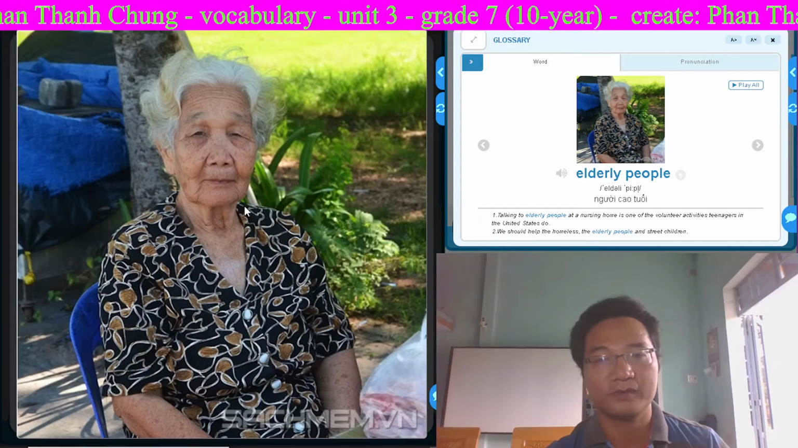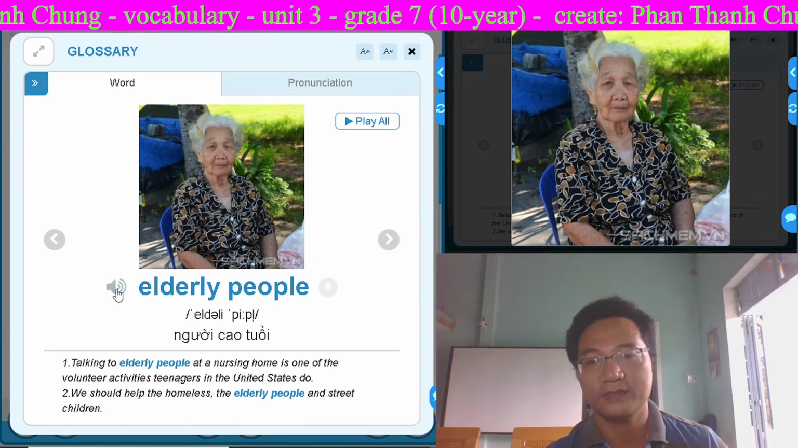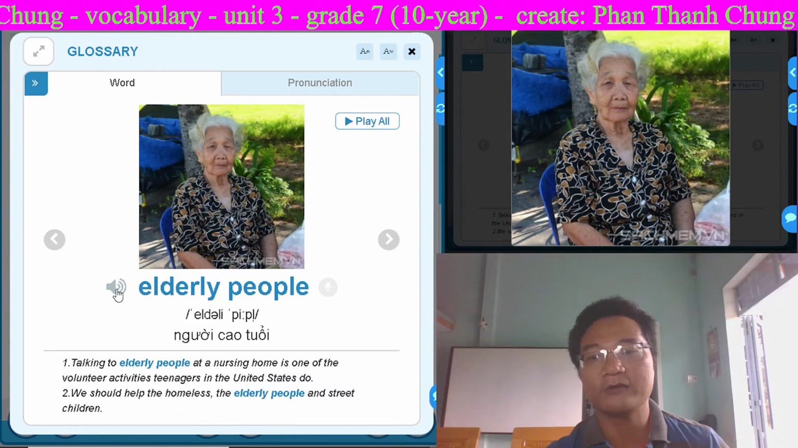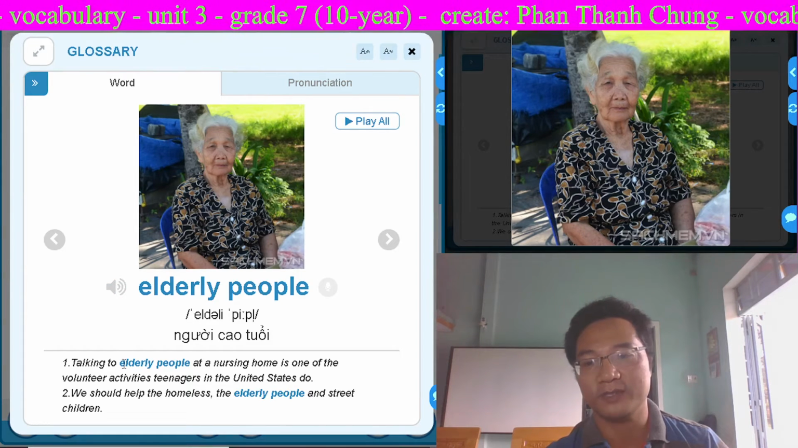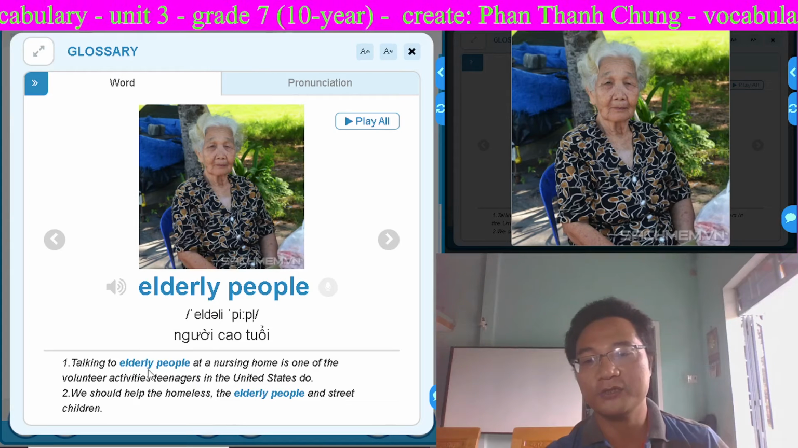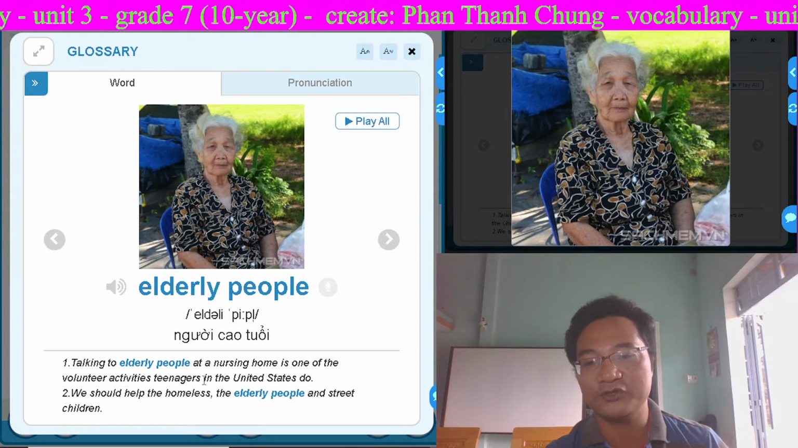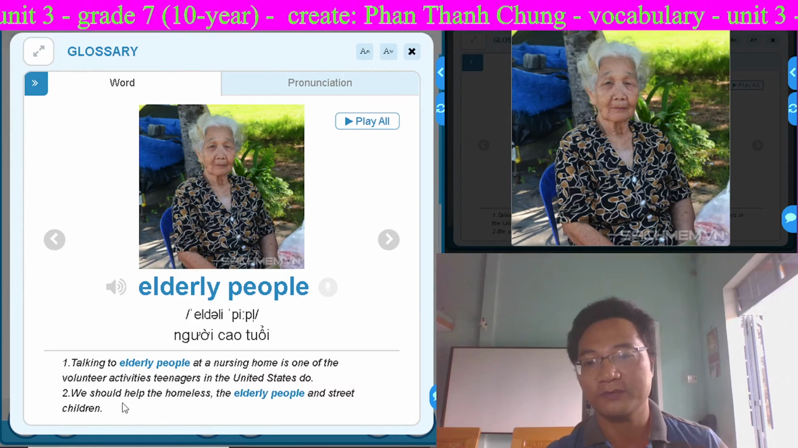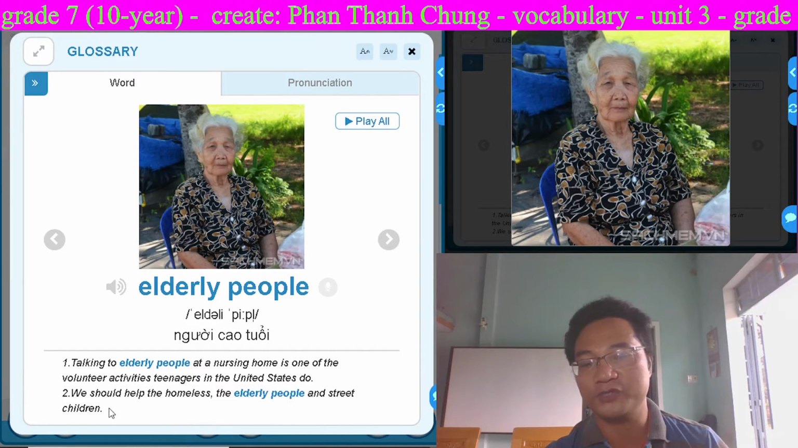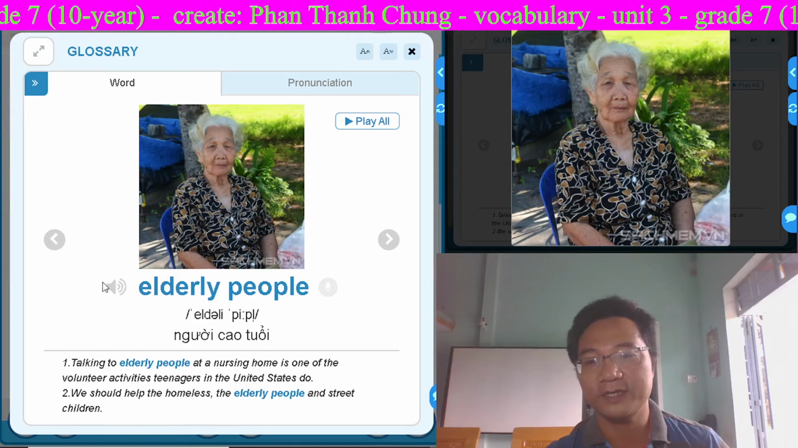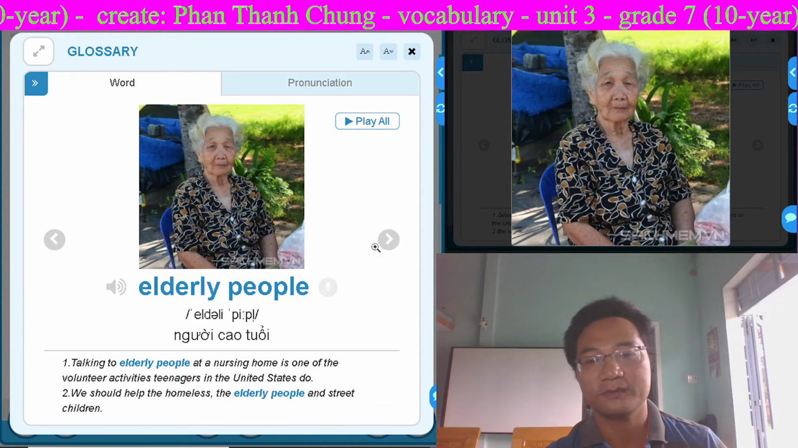Look at the picture and listen. Elderly people. Elderly people là người cao tuổi. Okay. So for example, talking to elderly people at a nursing home is one of the volunteer activities teenagers in the United States do. Or we should help the homeless, the elderly people, and street children. So again, elderly people, người cao tuổi. We go on.